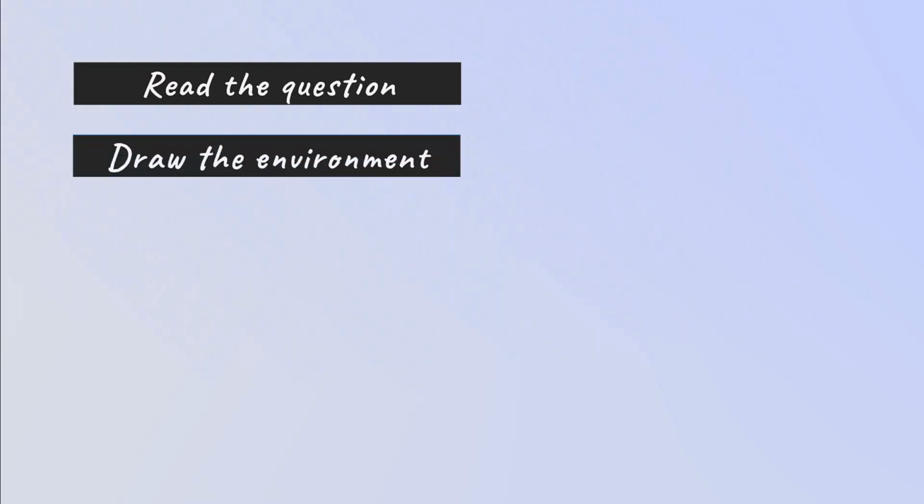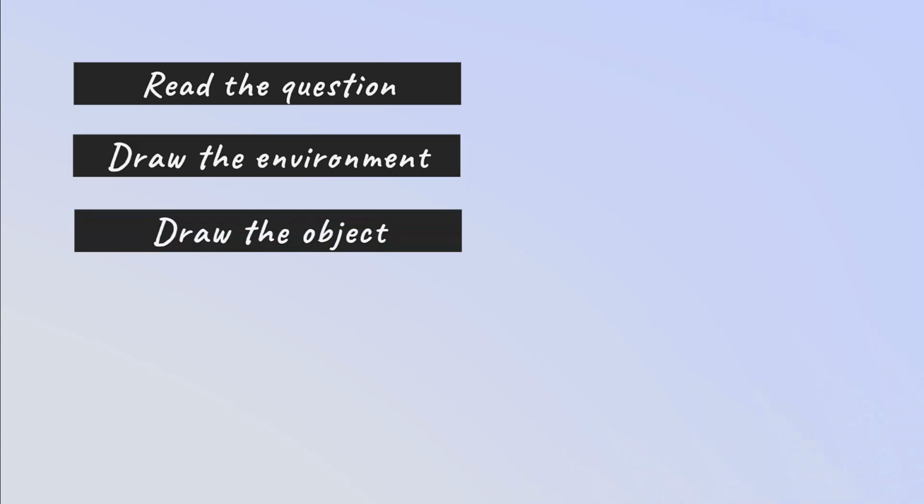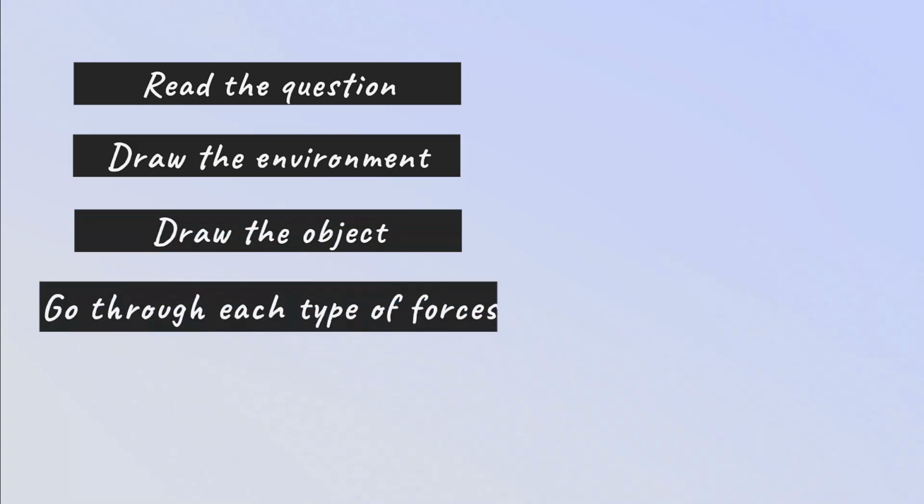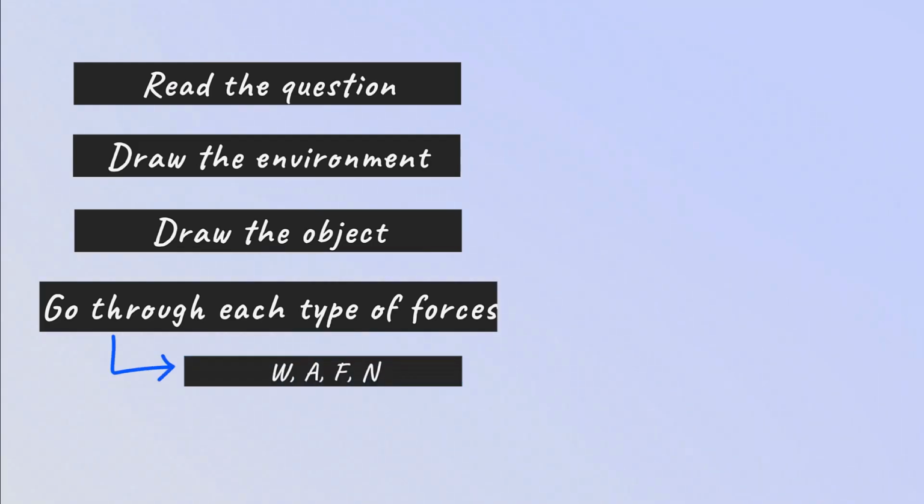Now, let's summarize what we've covered today to answer a free body diagram drawing question in an exam. First, read the question carefully, sentence by sentence, and understand every word. Next, draw the environment to set the scene for the free body diagram. Use simple shapes to represent the object. Then, consider each type of force in sequence: weight, W, applied force, A, friction, F, and normal force, N.